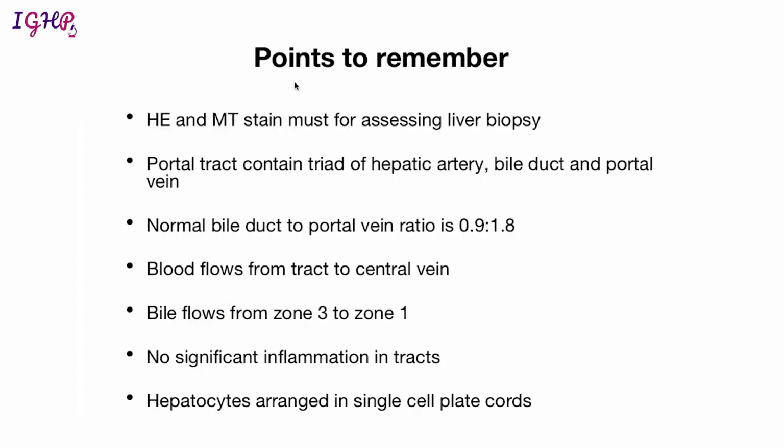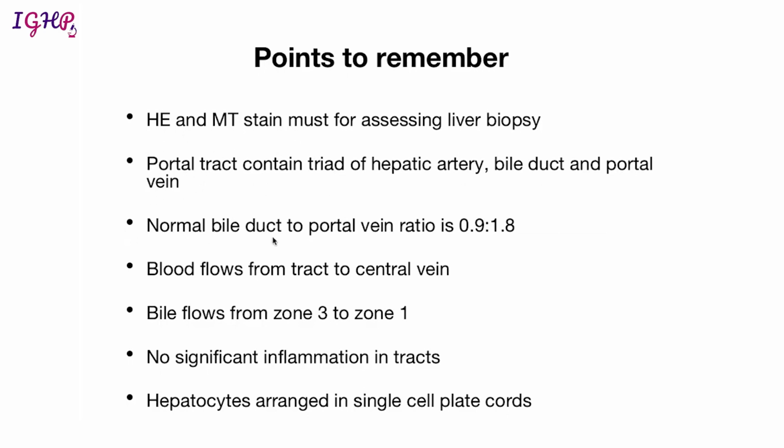So coming to the end of this talk, these are the points to remember. Whenever we are seeing a liver biopsy or getting a liver biopsy tissue sample in our lab, as we already discussed, we should be aware what kind of liver biopsy this is, whether it is percutaneous, transjugular, or a wedge biopsy. Then when the biopsy is processed, we should get at least a minimum of HE and MT stain for assessing the liver biopsy. The normal portal tracts contain a triad of hepatic artery, bile duct, and portal vein.